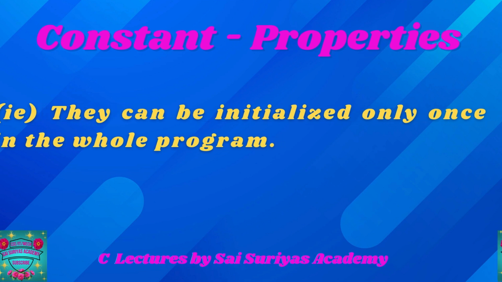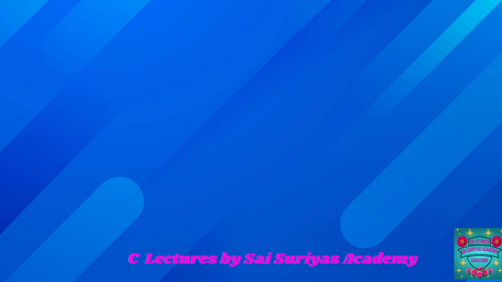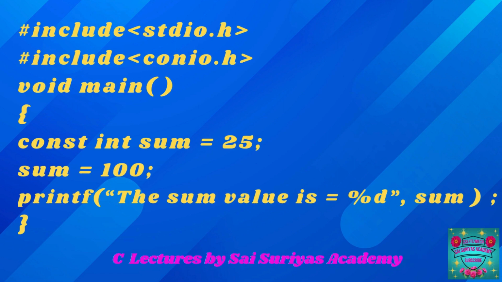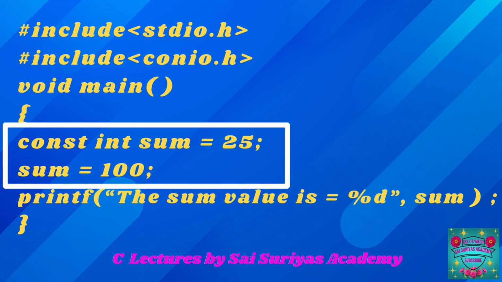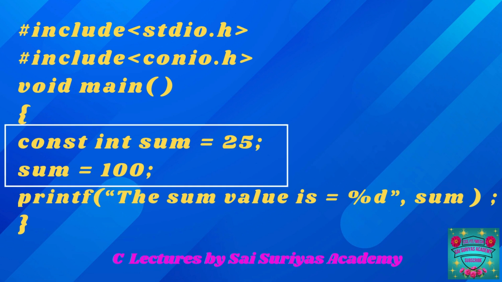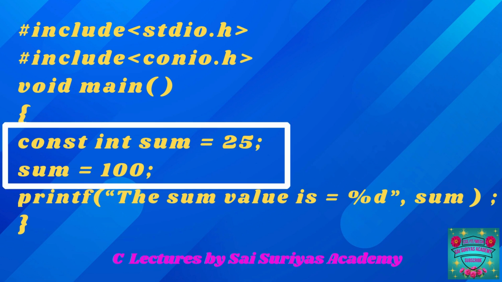Now we can discuss an example. With this example, you will be very clear. In this example, #include stdio.h and then conio.h. Within the main program, void main, we have declared here const int sum equal to 25. Here we are using the proper syntax with the variable name sum, the data type integer and the value 25. This is the constant value. And in the next statement, here we are declaring sum equal to 100. This cannot be done.